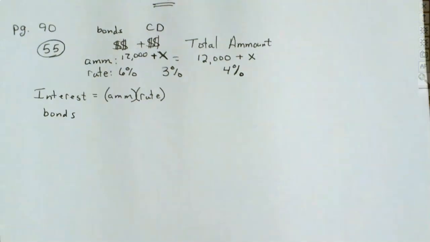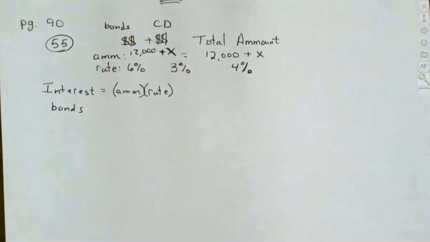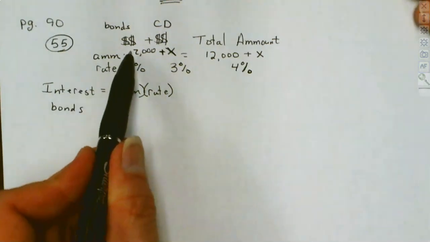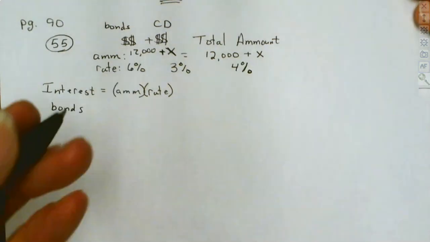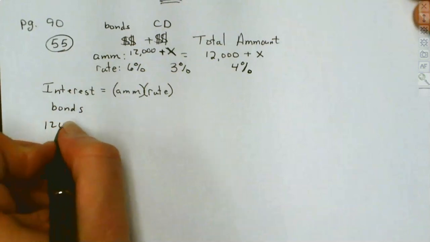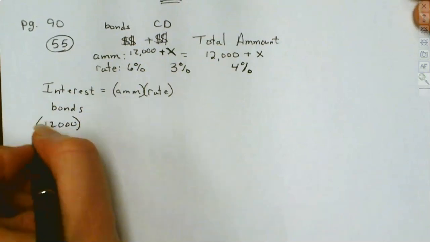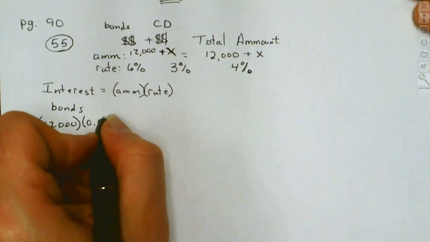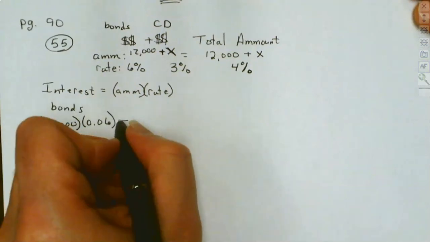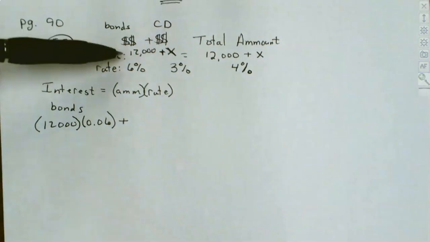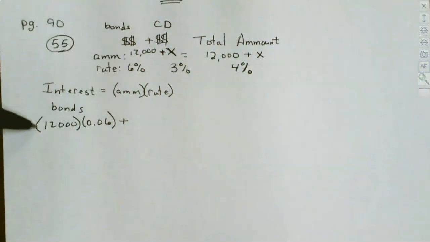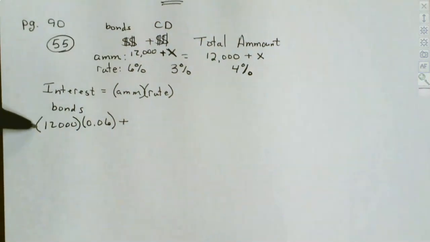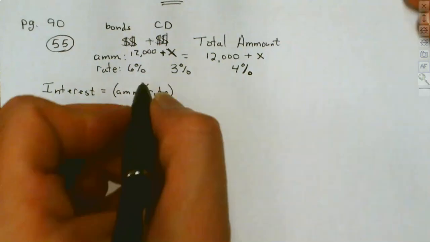Okay, so we're now going to build our equation. We've got our table built. We're going to now make our equation. So the bonds, let's talk about the bonds. We've got $12,000 in the bonds. So that's our amount. And the percentage rate that the bonds pay out is 6%. So that's 0.06. We're taking what's up here and just moving it down here. So we're taking our percentages and turning them into a decimal. And this is our interest. Now, what about our CD?